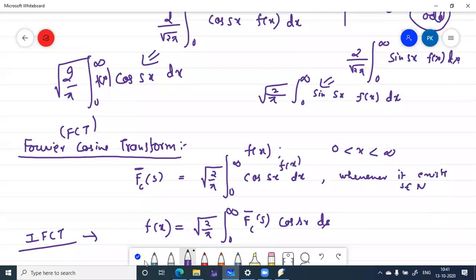In the same way, we define the inverse Fourier sine transform. The formula for the inverse Fourier sine transform is f of x equals square root of 2 by pi, integral from 0 to infinity of fs of s sin sx ds. So this is the inverse Fourier sine transform. Is this clear?